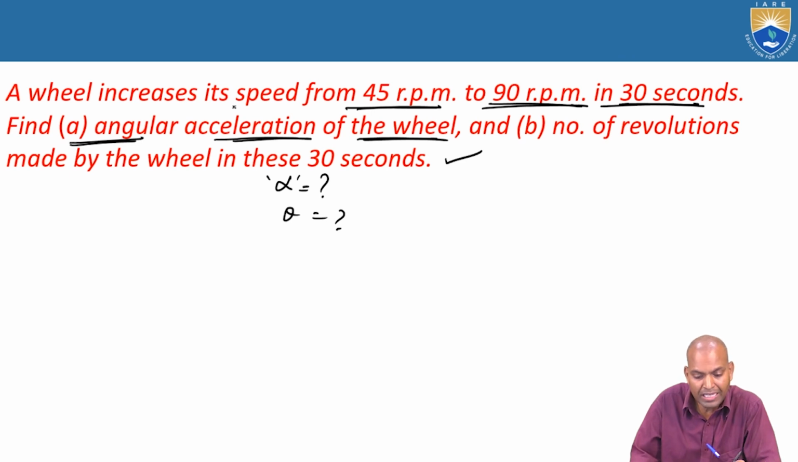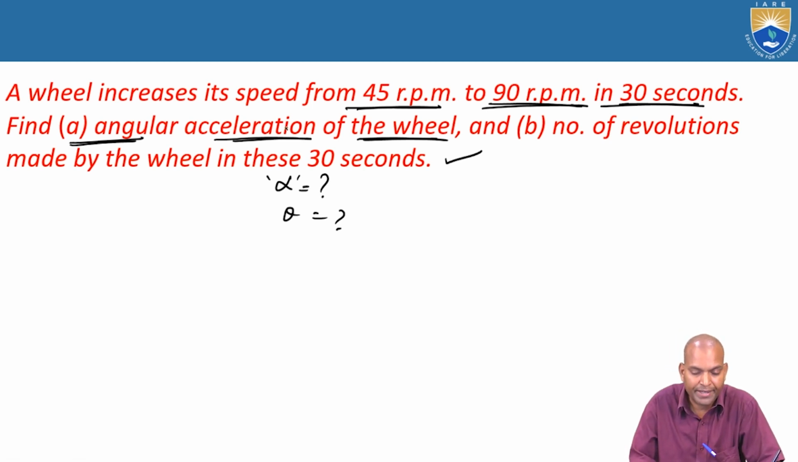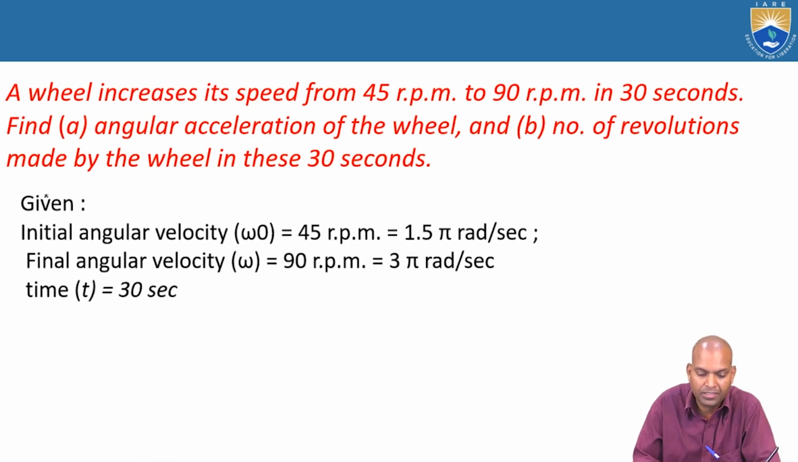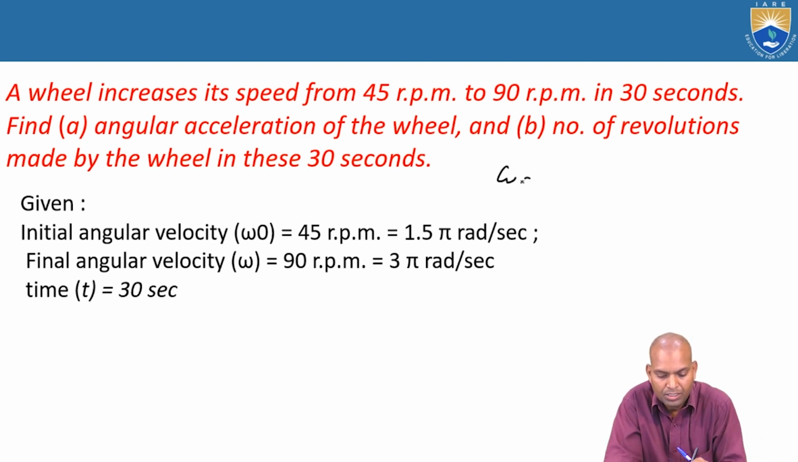The wheel increases its speed from 45 rpm to 90 rpm. That is the given data. So how do we find it, and what equations are we going to use? Let us begin with the given data, the initial angular velocity omega naught, which is 45 rpm. To convert revolutions per minute to radians per second, omega equals 2 pi n by 60.